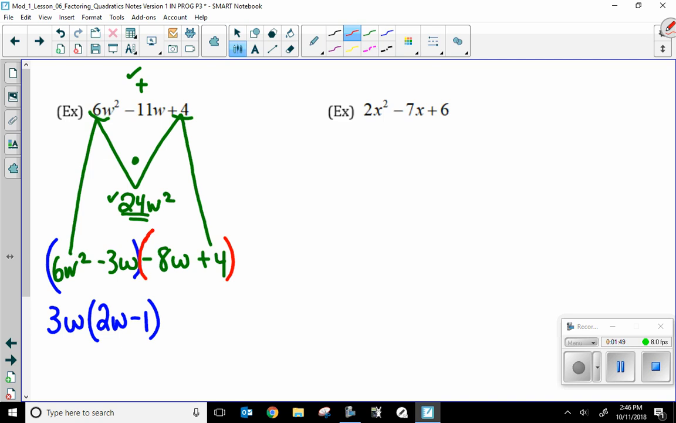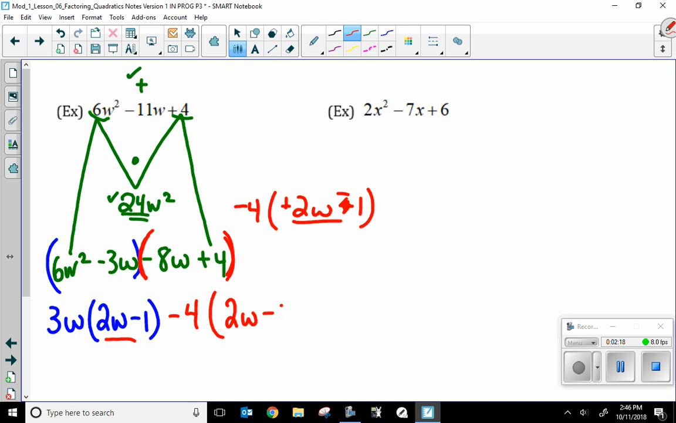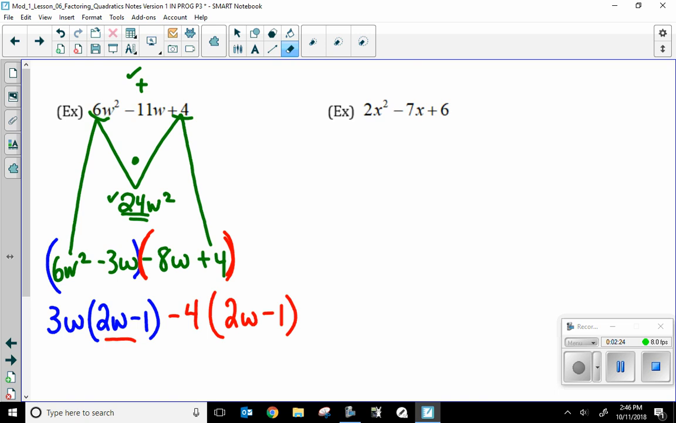Now for my parentheses in the red here, I don't just want to pull out a 4 because that would give me negative 2w plus 1. That is not the same as this. Okay, the signs are different. So if I want to flip the signs, instead of taking out a 4, I'll take out a negative 4, and that will flip both of my signs, and it will match. So I'm going to take out a negative 4 and get 2w minus 1. And that's really the key to doing any factor by grouping. I want this parenthesis to match this parenthesis.